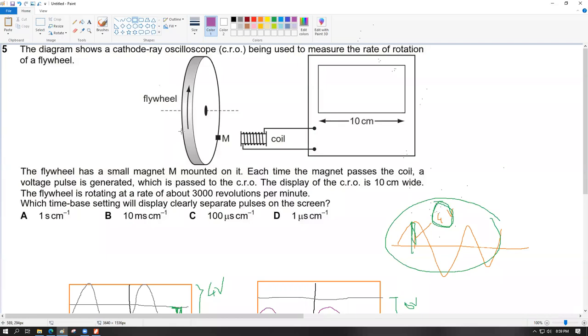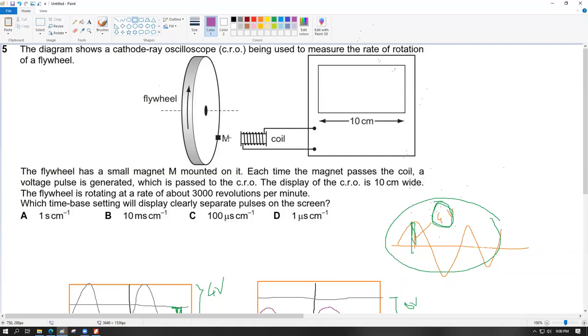Now, have a look at the setup of the question. Here it shows a flywheel that is going around. Here we have a small magnet attached at one side of the flywheel, and we have a solenoid coil over here. As we know from electromagnetism, whenever this magnet goes past the coil, it will produce an EMF, because that's the whole idea of electromagnetic induction: whenever any magnet moves with respect to a coil, or a coil moves with respect to a magnet, an EMF is induced inside the coil. Faraday's law.